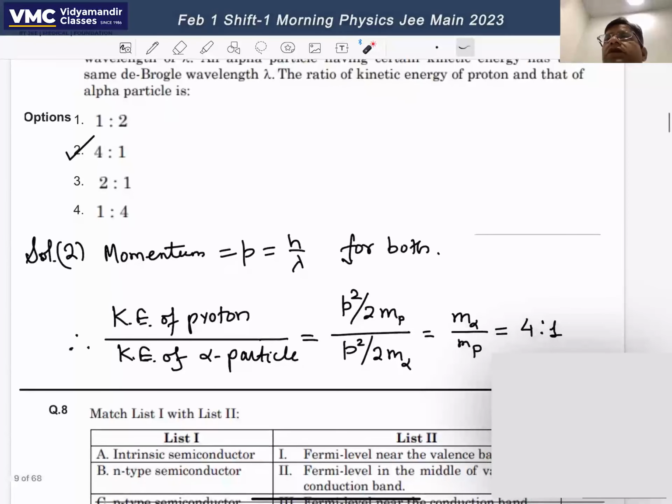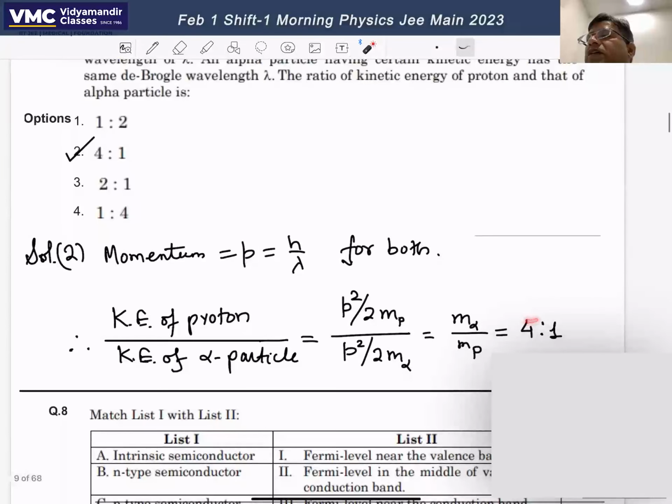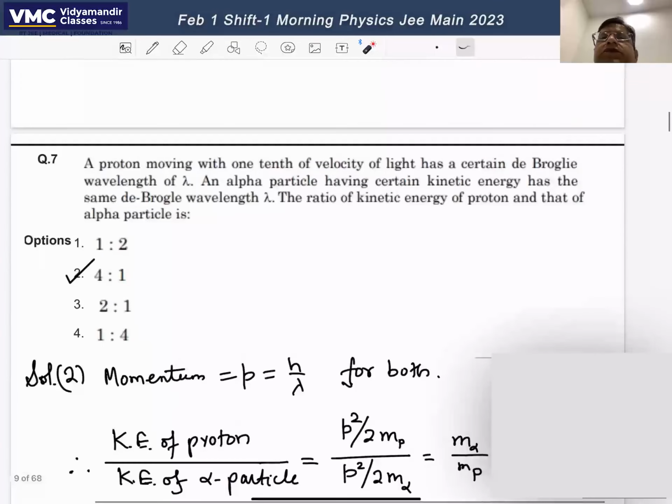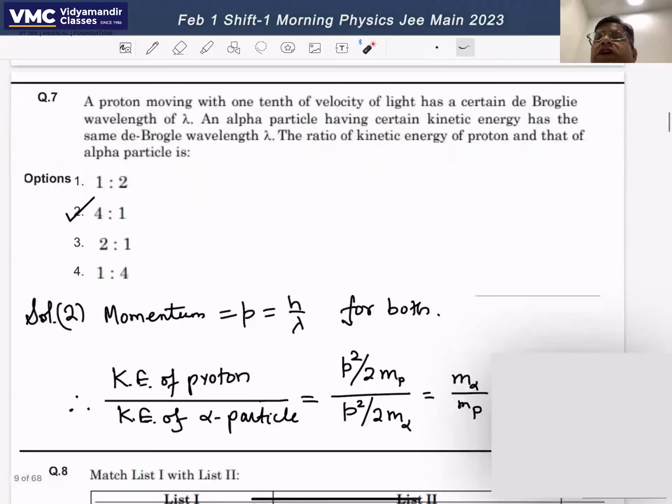If we take the ratio of the kinetic energy of proton to that of alpha particle, the kinetic energy of proton will be momentum square divided by twice the mass of proton, and that of alpha particle will be momentum square divided by twice the mass of alpha particle. So it will be the ratio of mass of alpha to mass of proton. Alpha mass is 4 mu and proton mass is 1 mu. So the ratio will be 4:1. This is the kinetic energy ratio, so option 2 is correct for 7th.